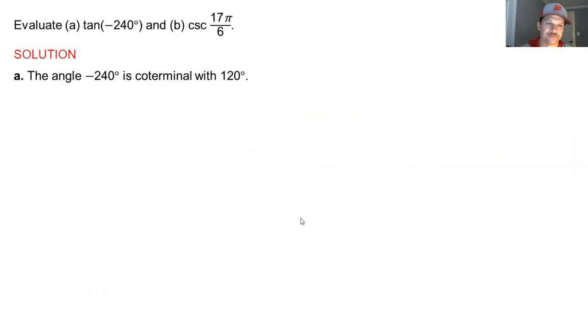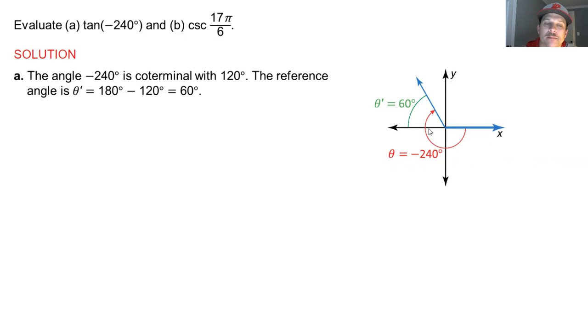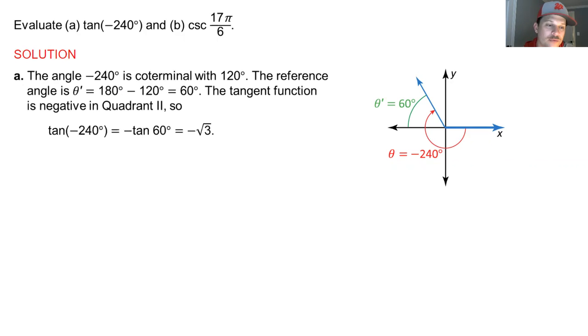So -240 is coterminal with 120 degrees. You're adding or subtracting 360, and you're getting back to something that is a little bit better of a reference point. So you would take away 180 minus 120 to get your 60 back into quadrant 1, per se. And since it is in quadrant 2, the tangent function is going to be negative. So the tangent of 60 is going to be -√3.